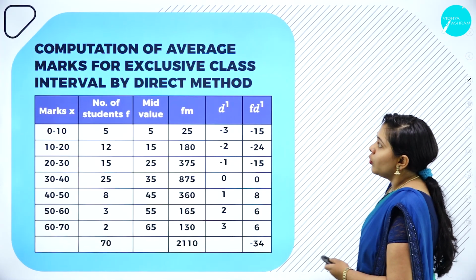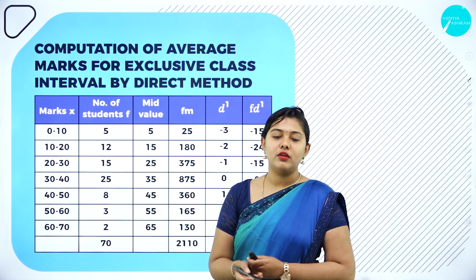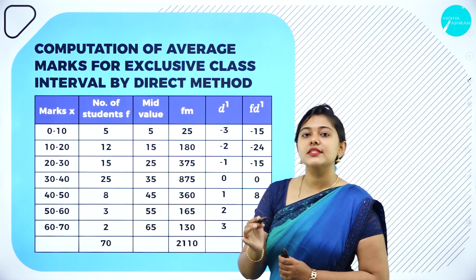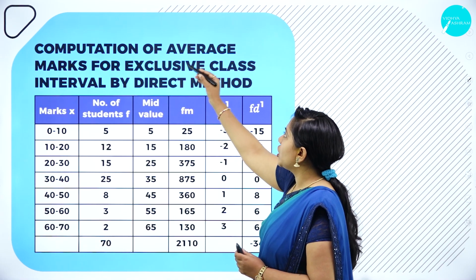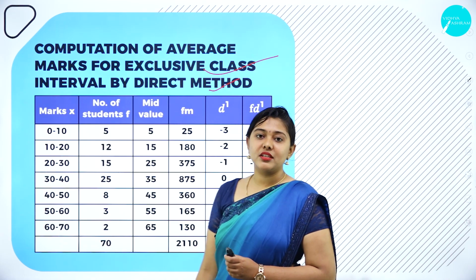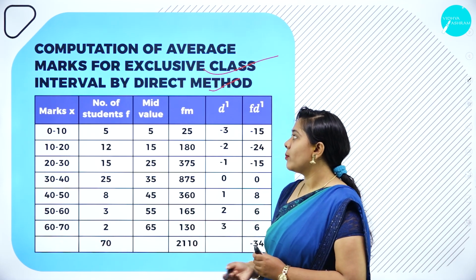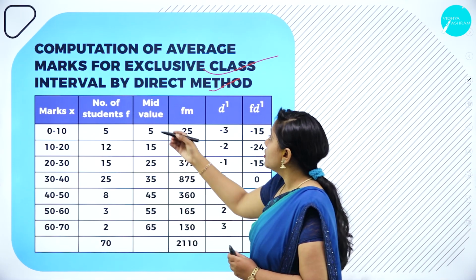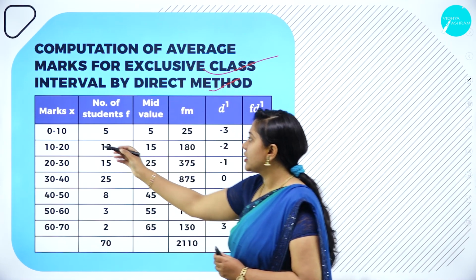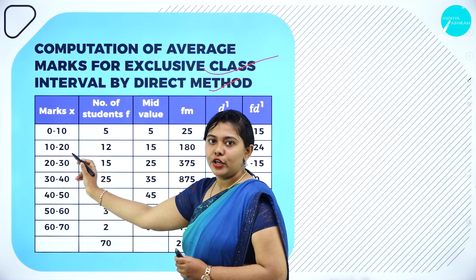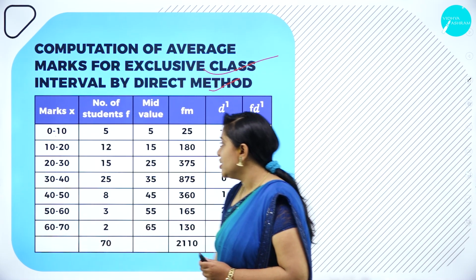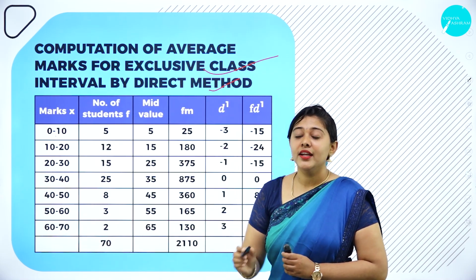Moving forward, we have a problem to be solved. In this problem, I'll be explaining how to solve by direct method as well as step deviation method. This is the computation of average marks of an exclusive class interval by direct method as well as step deviation method. The marks have been given in intervals as 0 to 10, 10 to 20, 20 to 30, 30 to 40, 40 to 50, 50 to 60, 60 to 70. Let us solve the problem first by direct method.